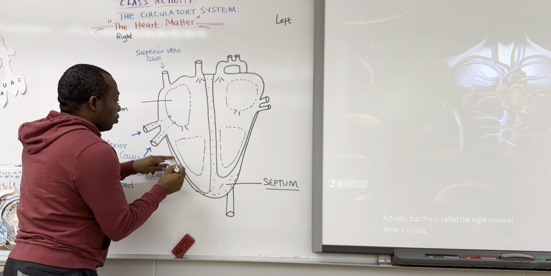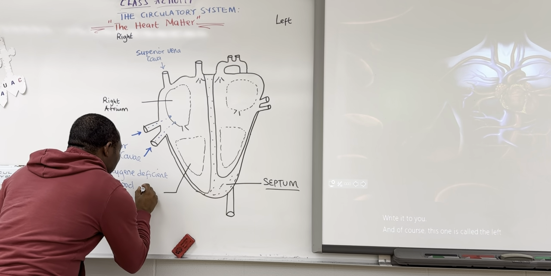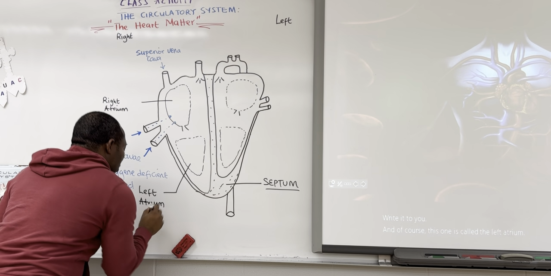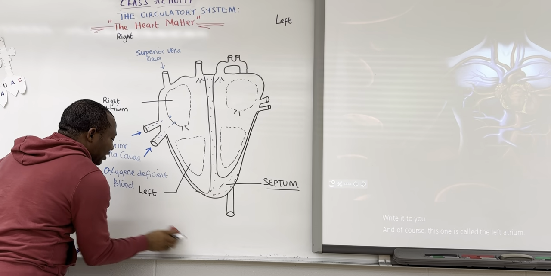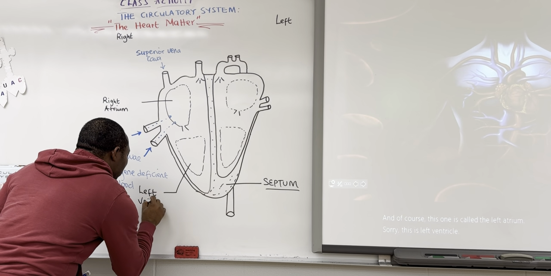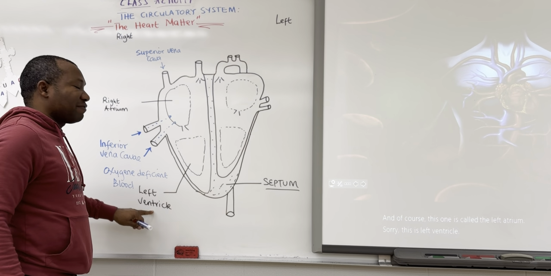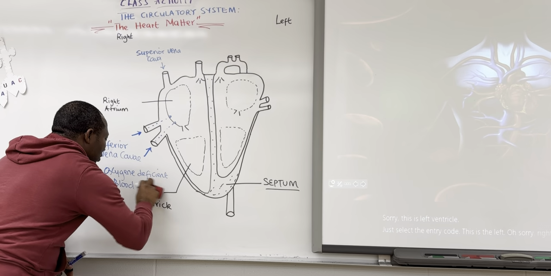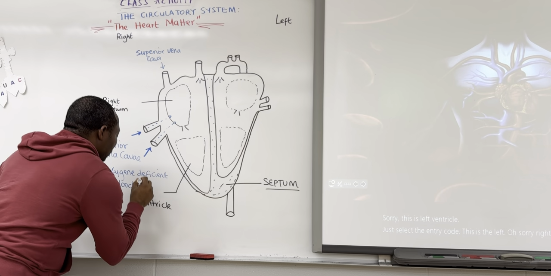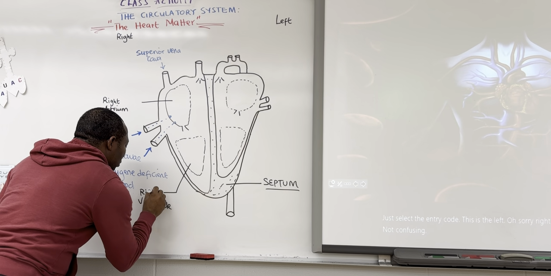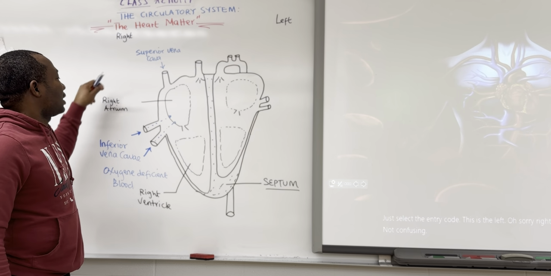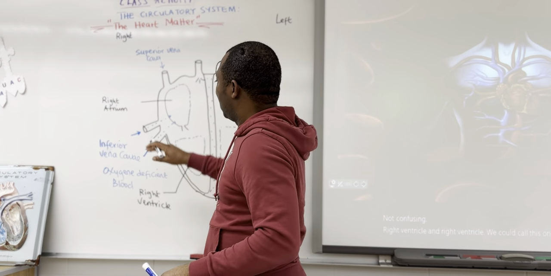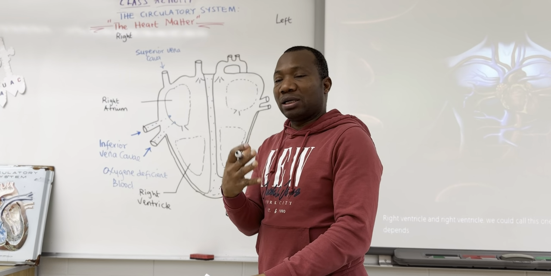And of course, this one is called the left atrium. Sorry, this is left ventricle. This is the left ventricle. This is the right ventricle. Oh, not confusing. Right ventricle and right atrium. We could call this one atrium or auricle. Okay? So it depends on which textbook you're looking at.